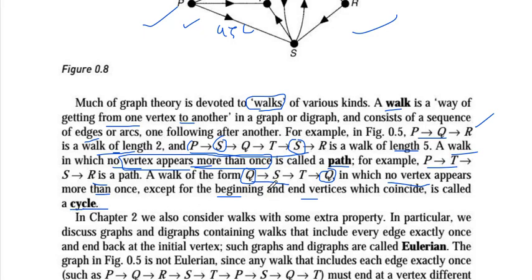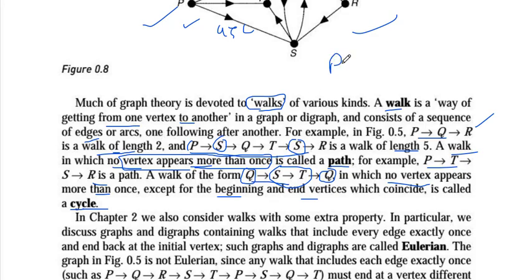So in this paragraph we have learned three definitions. A walk: we only have to go from one vertex to another vertex, with no condition at all. But a path is where no vertex appears more than once; a vertex has to appear only one time. And a cycle is where no vertex appears more than once except the beginning and end. In between, no vertex appears more than once.